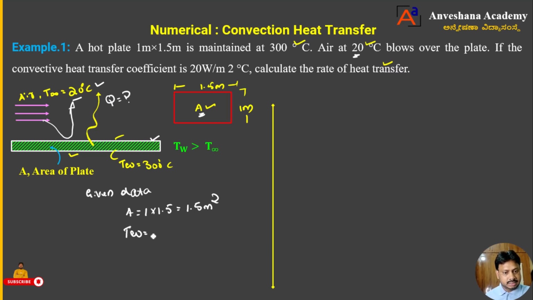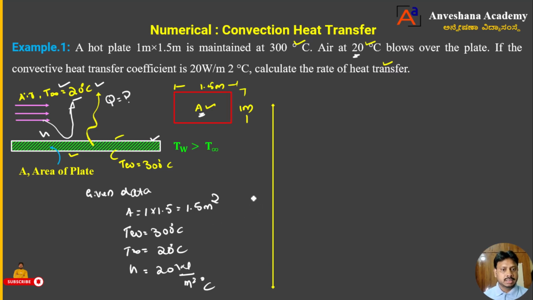300 degrees Celsius. I will represent it here as TW equal to 300 degrees Celsius. Next, the air that is moving has a temperature T infinity, which he has also given: 20 degrees Celsius, dear students. Next, the convective heat transfer coefficient is represented as h. He has given it as 20 watt per meter square degree Celsius.